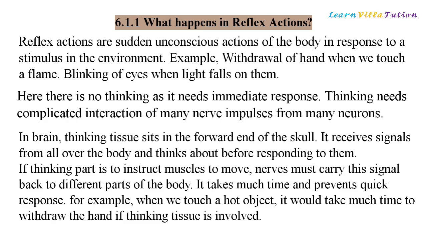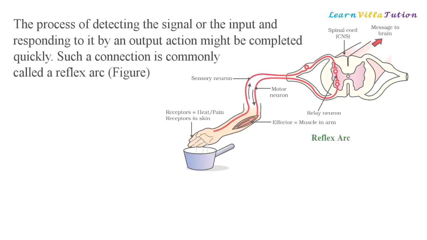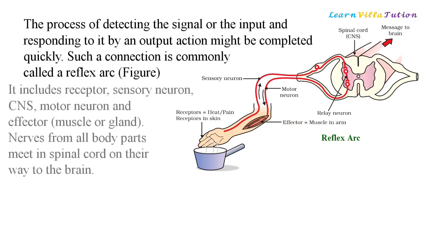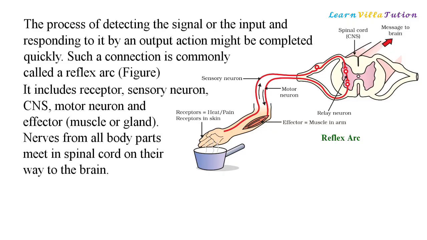For example, when we touch a hot object, it would take much time to withdraw the hand if thinking tissue is involved. The process of detecting the signal or the input and responding to it by an output action might be completed quickly. Such a connection is commonly called a reflex arc. In the figure given, it includes receptor, sensory neuron, CNS, motor neuron and effector, muscle or gland.